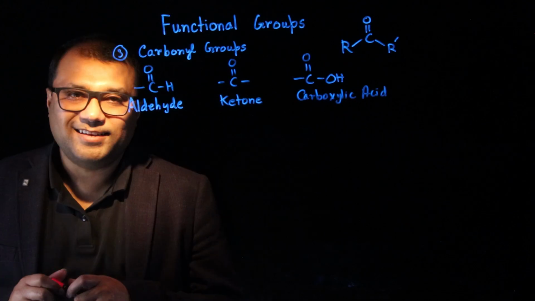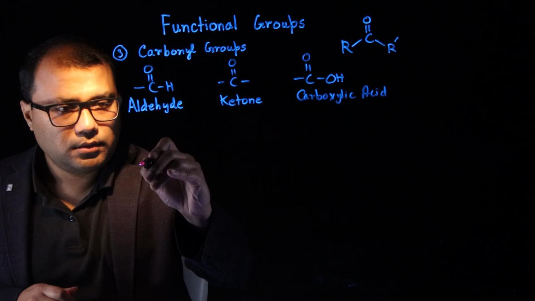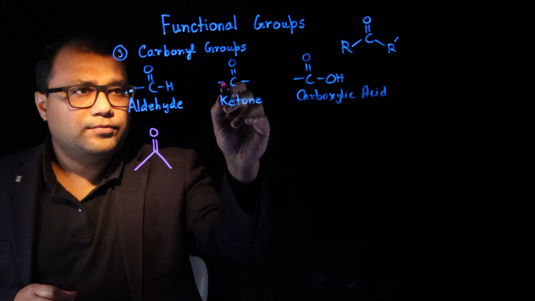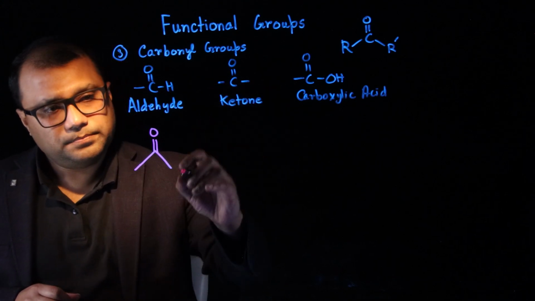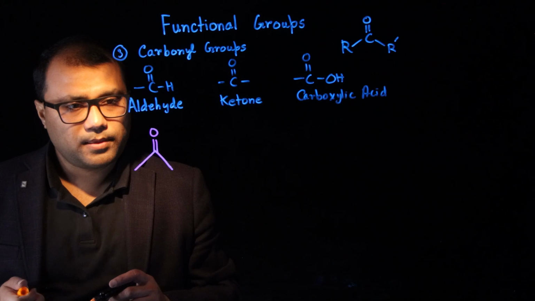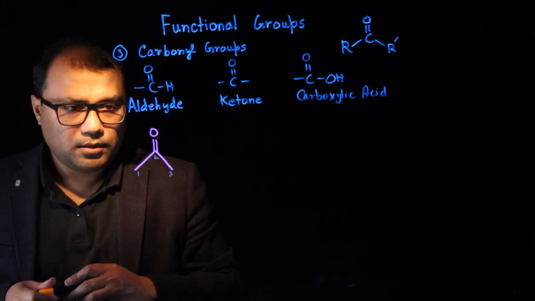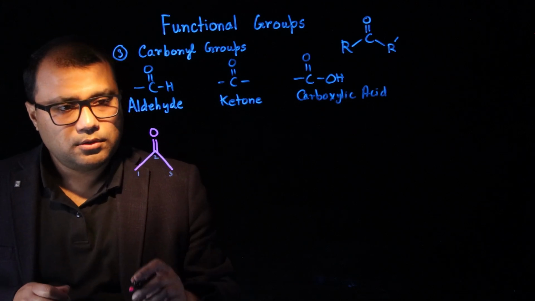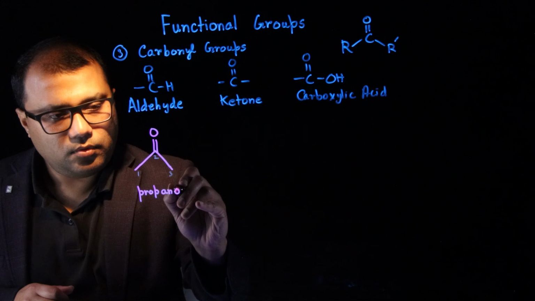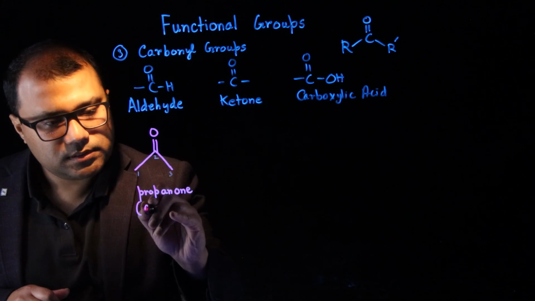Alright, now let's look at some examples of ketones. Okay, so ketones have alkyl groups on both sides. So this one, how we number this is 1, 2, 3. So this is prop and one. Propanone. The common name for this one is acetone.